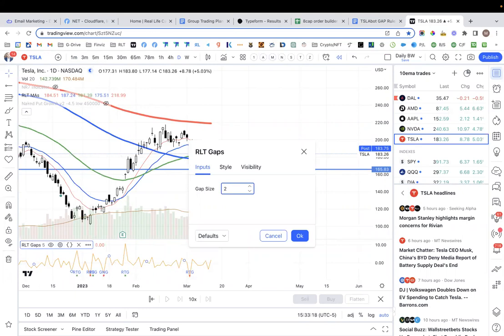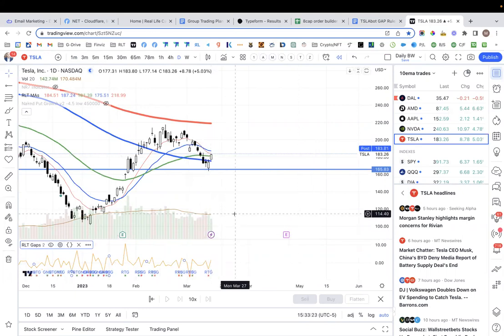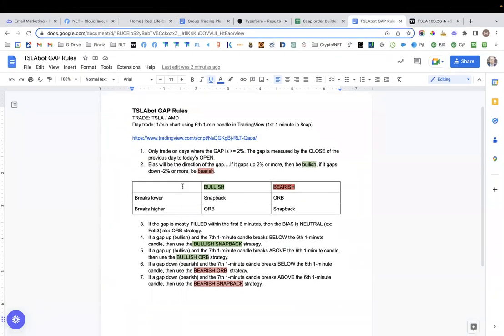And of course, if I set this to 2, which is the default, that means that it is only showing gaps that are 2% positive or 2% negative. So gap up of 2%, gap down of 2%. And in this case, that is how I determine whether I'm going to be bullish or bearish. If we break lower on a bullish gap of 2% or more, I'm going to use the snapback. If it breaks higher, I'm going to use the ORB. And if we gap down, breaking lower is going to use ORB, and if it breaks higher, we're going to use a snapback.